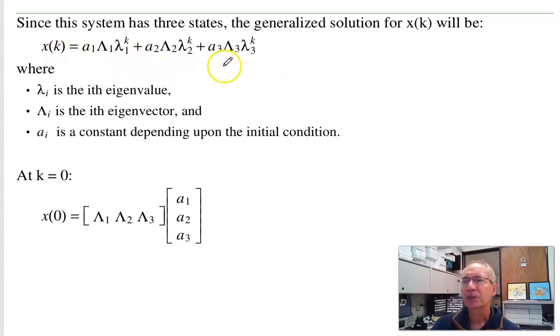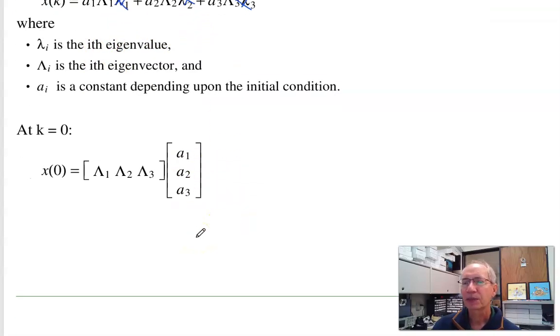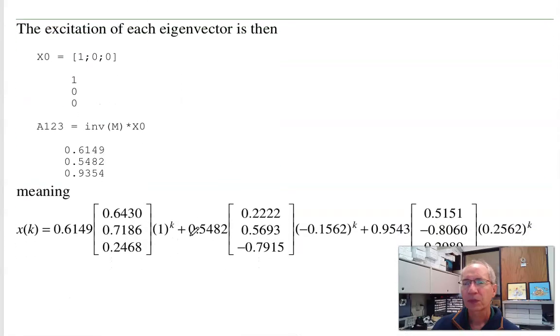X of k is just going to be the sum of the 3 eigenvector terms. At k equals 0, anything to the 0 power is 1, so this goes away. I can put this in matrix form, factor out the a1, a2, a3 times the 3 eigenvectors. The initial condition times the inverse of the eigenvector matrix gives you the coefficients: how much the first eigenvalue, second eigenvalue, third eigenvalue is excited. If I have an initial condition of 1, 0, 0, take the inverse of the eigenvector matrix times the initial condition, and that gives 0.61, 0.54, 0.93.